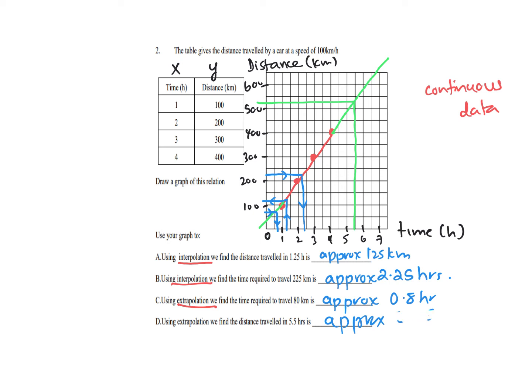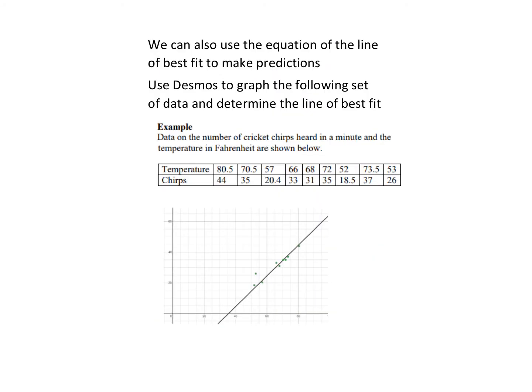Now remember, it's not exact. Probably should be about 550 kilometers, but from my drawing, it's about 525. So it's not exact, but it is an approximation. So in that case, we used extrapolation because we had to make the line longer the other way.